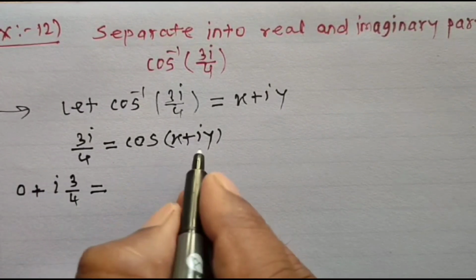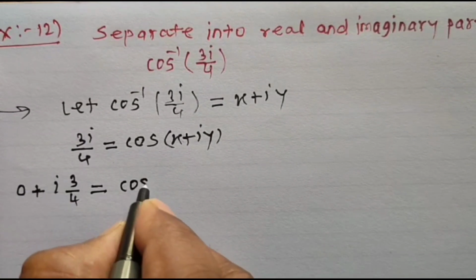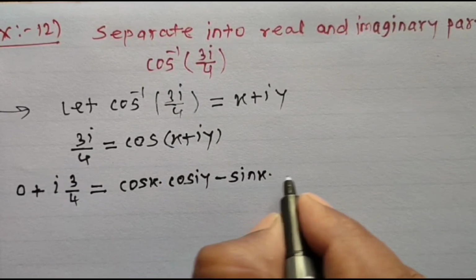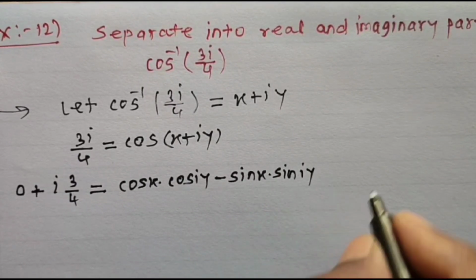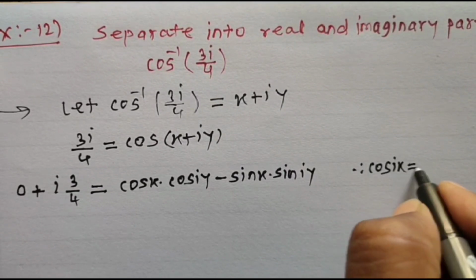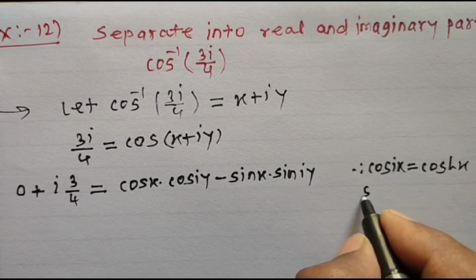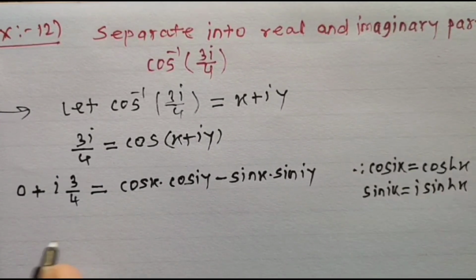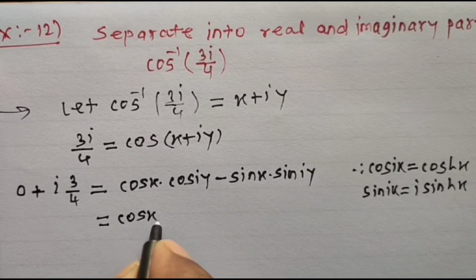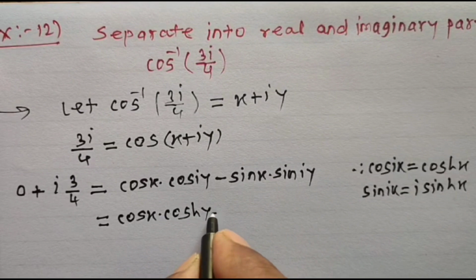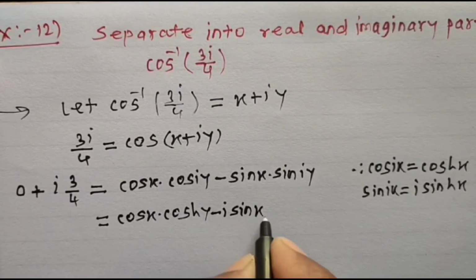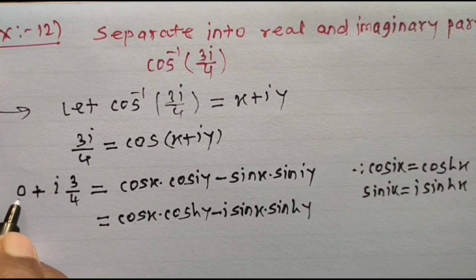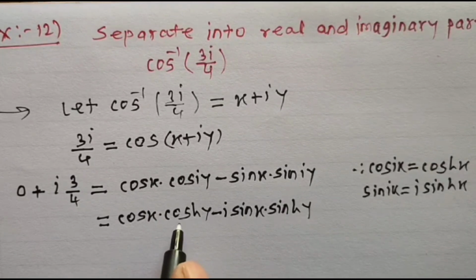is equal to cos of x plus iy, its expansion, cos x into cos of iy minus sin x into sin of iy. But cos iy is equal to hyperbolic cos y and sin iy is equal to i into hyperbolic sin y. So this can be written as cos x into hyperbolic cos y minus i into sin x into hyperbolic sin y. Left hand side, its real part is 0 and right hand side real part is cos x into hyperbolic cos y.